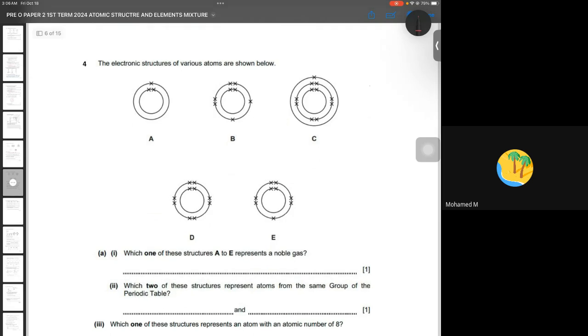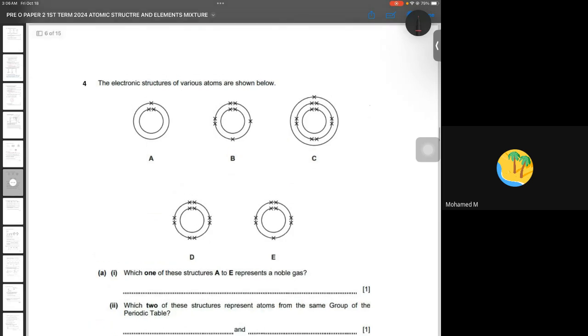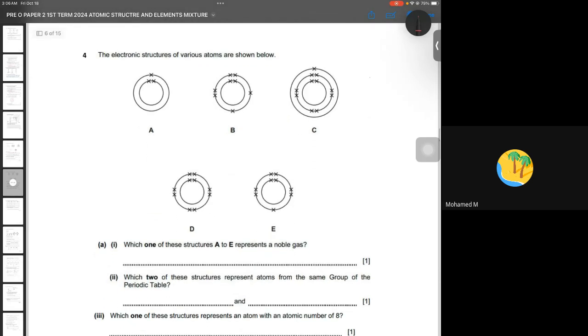Which one of these structures A to E represents a noble gas? A noble gas will have a full outer shell. So E. E has a complete outer shell. Oh no, D, just D.